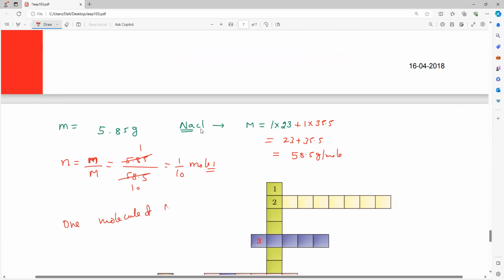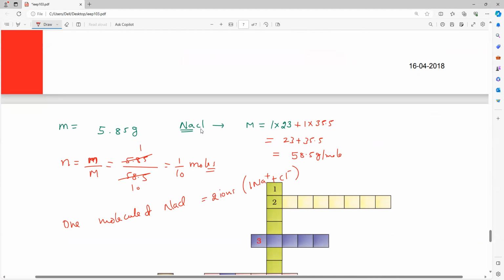One molecule of NaCl is containing how many ions, guys? Two ions. What is that? One Na plus and one Cl minus. If they ask only positive ions, how many positive ions? Only one ion. Understand? That you should remember. Okay, everybody? Clear, all of you?